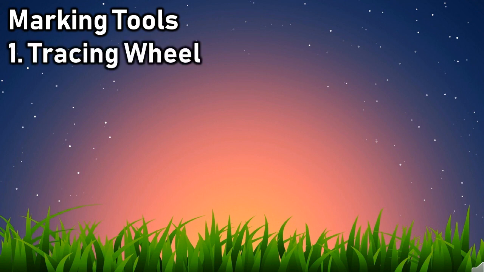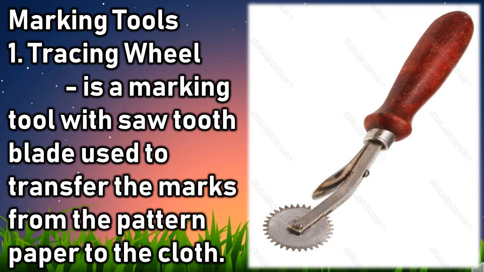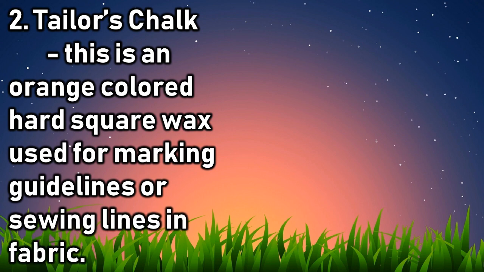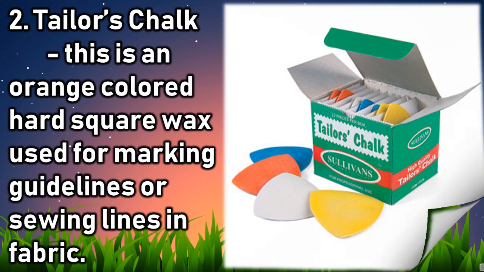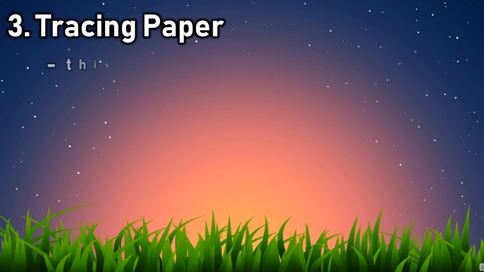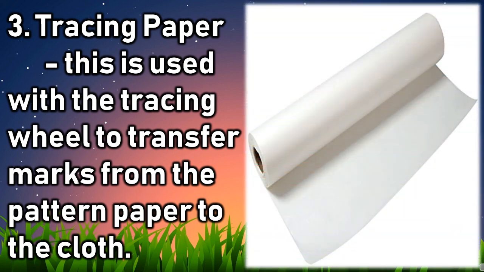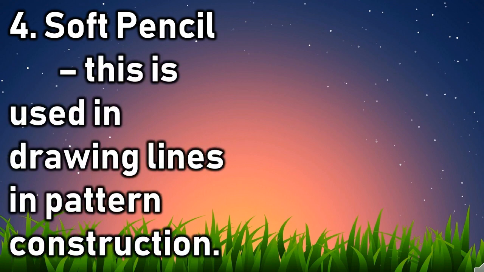Ten, marking tools. One, tracing wheel is a marking tool with a sawtooth blade used to transfer the marks from the pattern paper to the cloth. Two, tailor's chalk. This is an orange colored hard square wax used for marking guidelines or sewing lines in fabric. Three, tracing paper. This is used with the tracing wheel to transfer marks from the pattern paper to the cloth. Four, soft pencil. This is used in drawing lines in pattern construction.